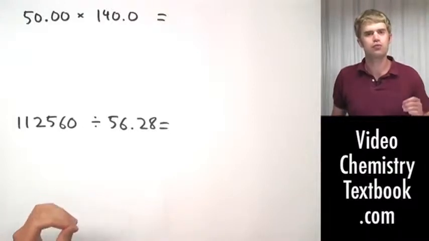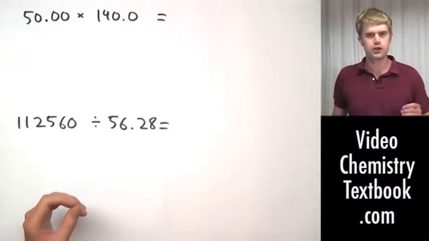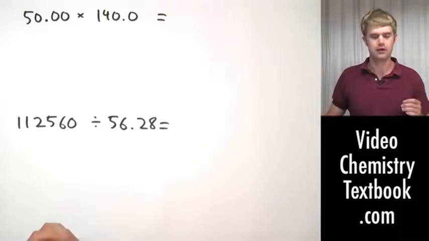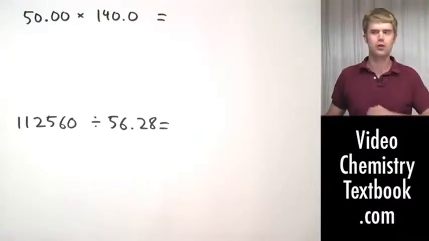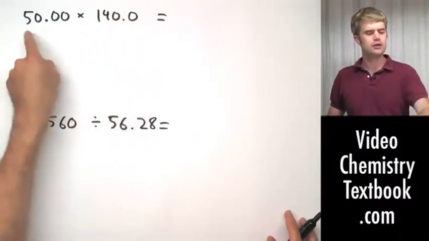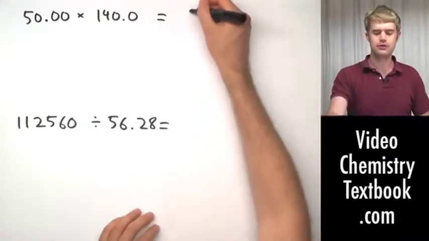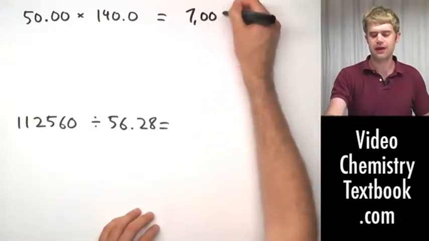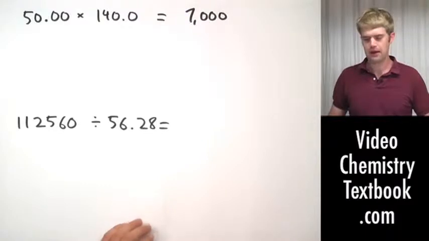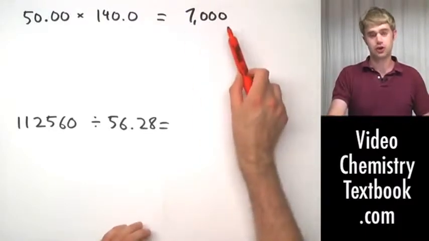Scientific notation can be really useful when we want to show which zeros from a calculation are significant. Here's what I mean. Let's say that we do this multiplication problem right here. The answer that we're going to get is 7,000. Okay? How many significant figures should our answer have?